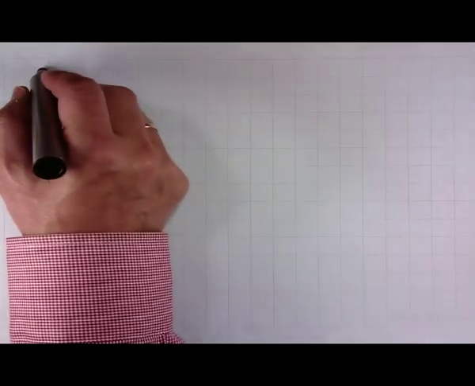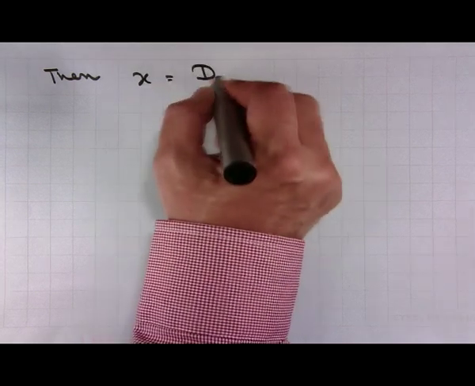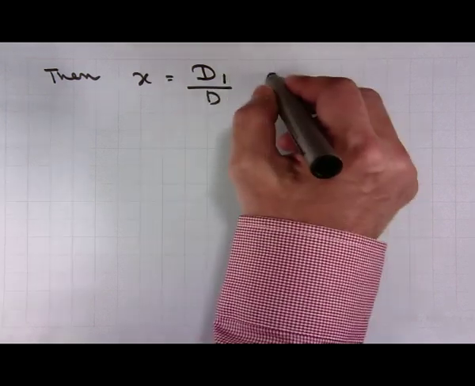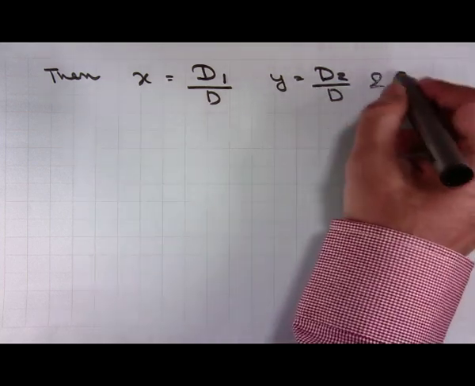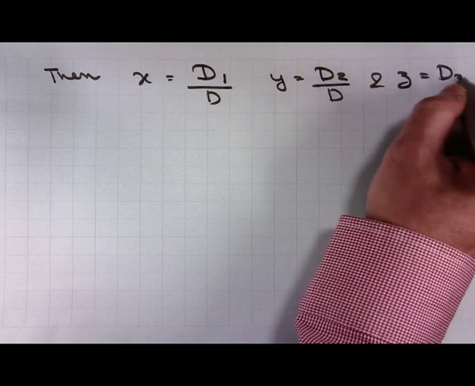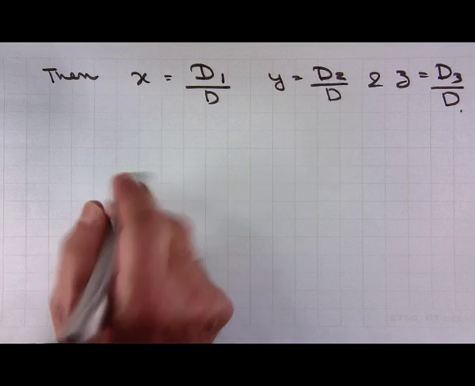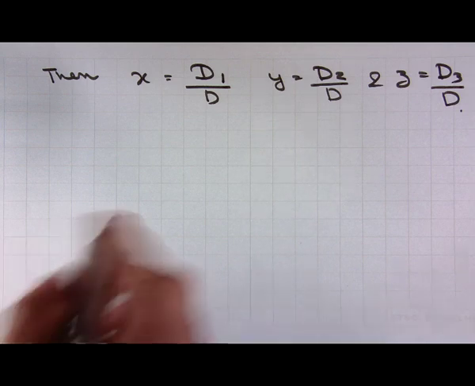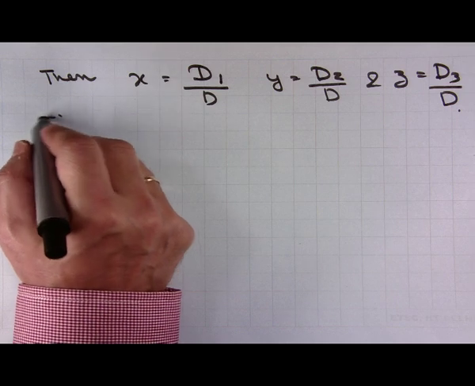Then x is equal to D1 upon D, y is equal to D2 upon D, and z is equal to D3 upon D. I am not proving it, but I am verifying it with the same example which we did just now.